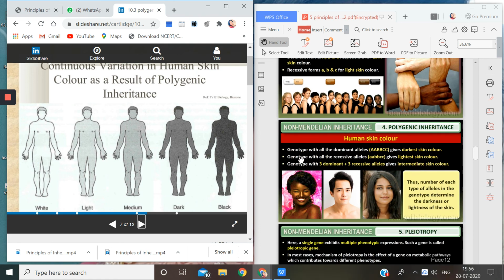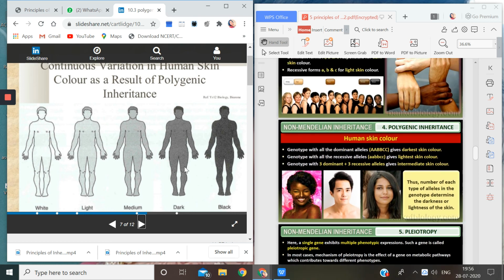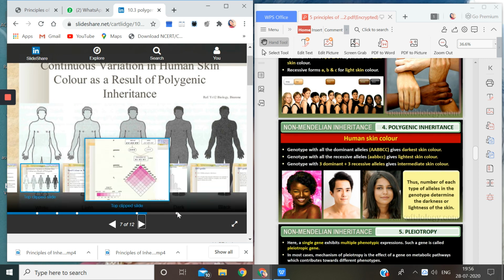See? So the genotype with all dominant alleles will give the darkest color. The genotype of all recessive will give the lightest skin color. And the genotype with 3 dominant and 3 recessive will give the intermediate color. Okay, understood? I think this is quite clear about the skin color.